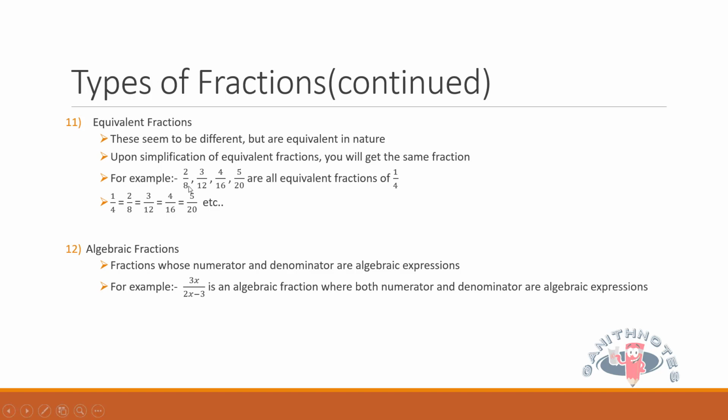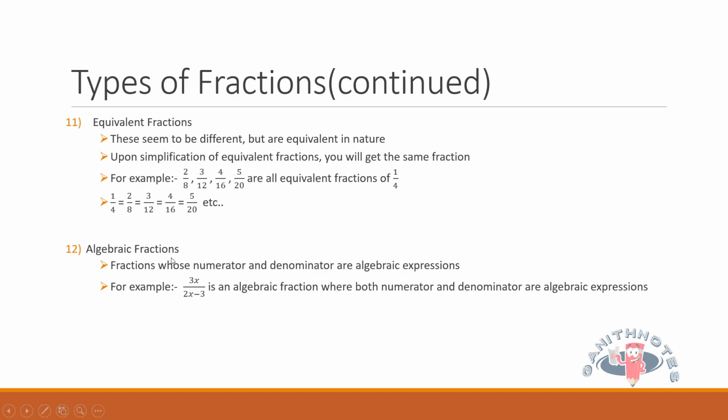For example, 2 by 8. 2 is a common factor between the numerator and the denominator. So if you cancel 2 out of both, you will get 1 by 4. 3 by 12. 3 is common for both 3 as well as 12. If you cancel 3 from both the numerator and the denominator, you will get 1 by 4. Similar is the case for 4 by 16 and 5 by 20. So all these fractions are equivalent fractions of 1 by 4.